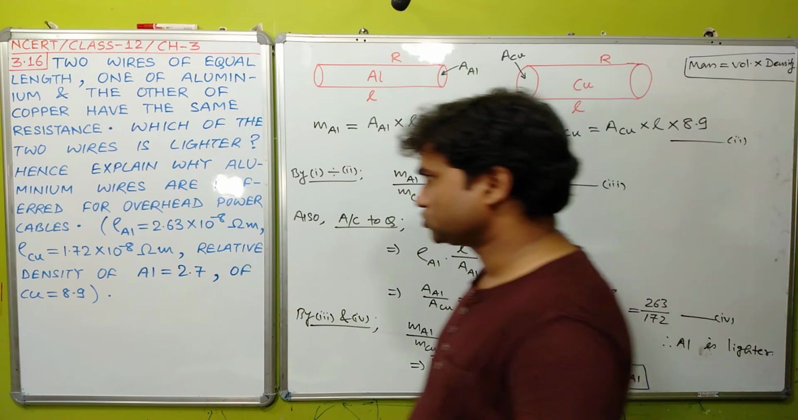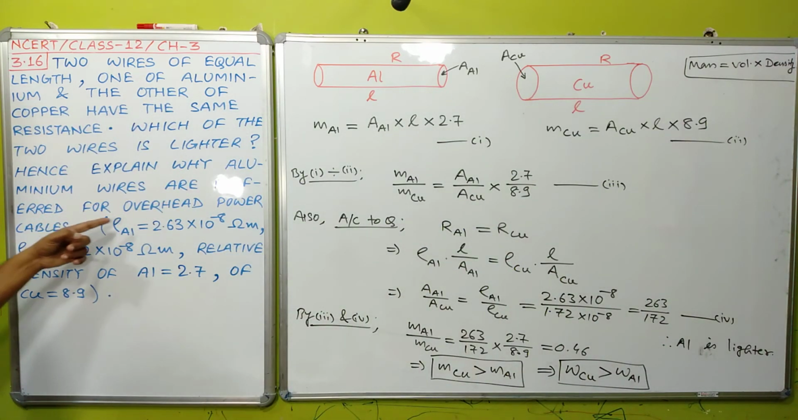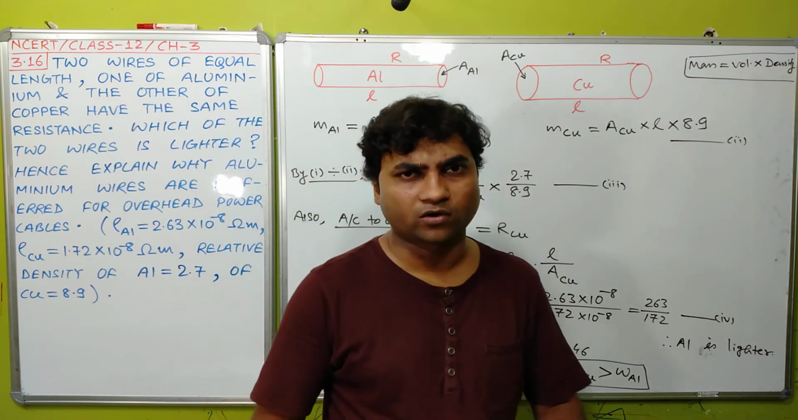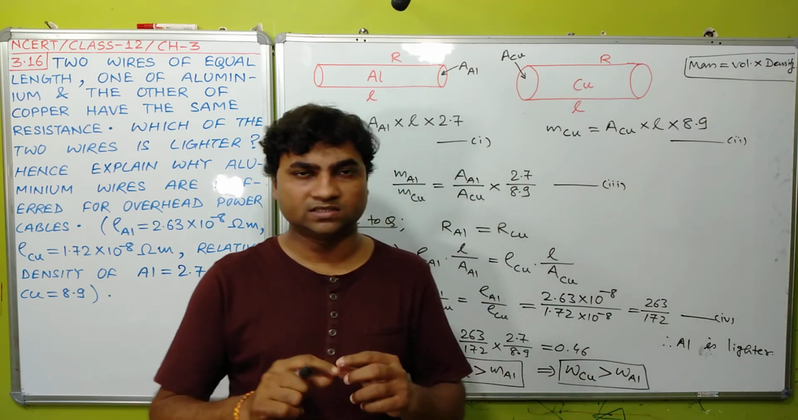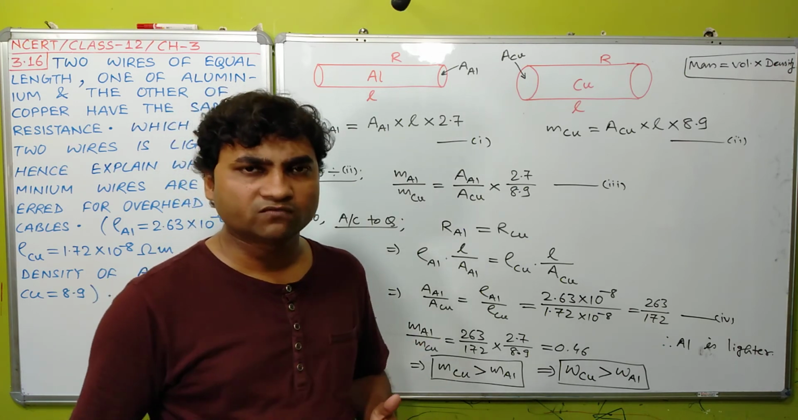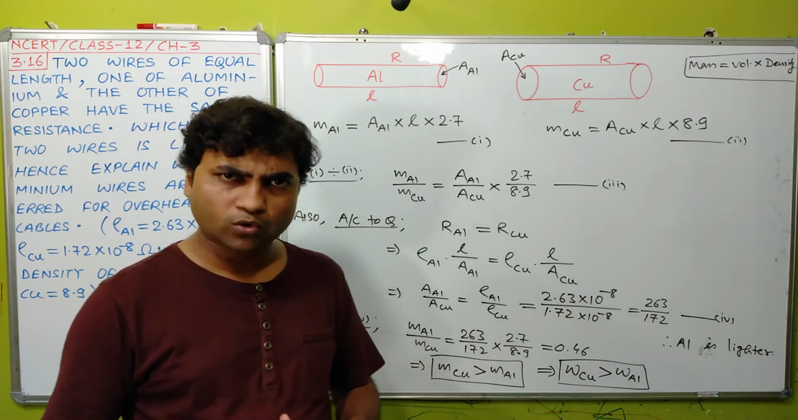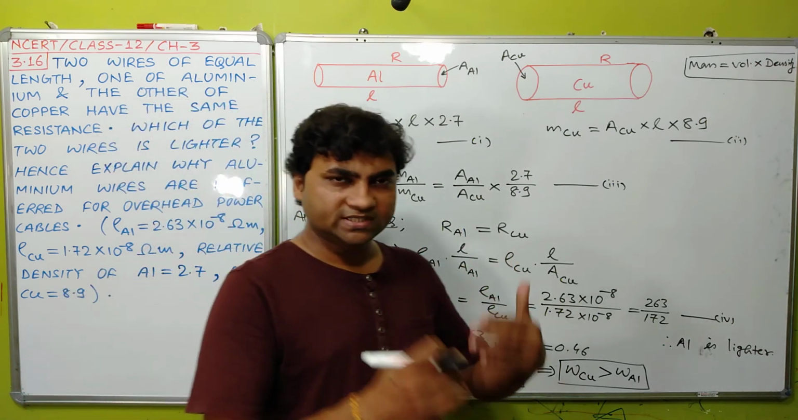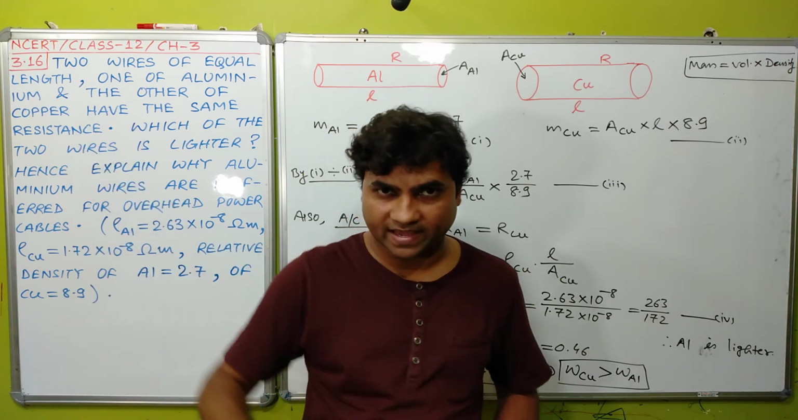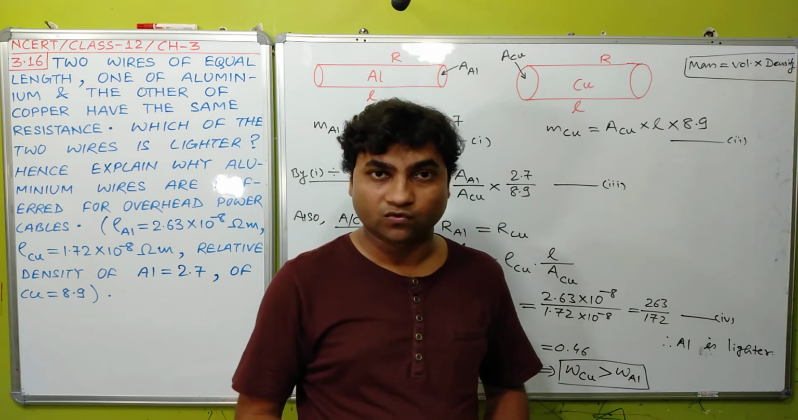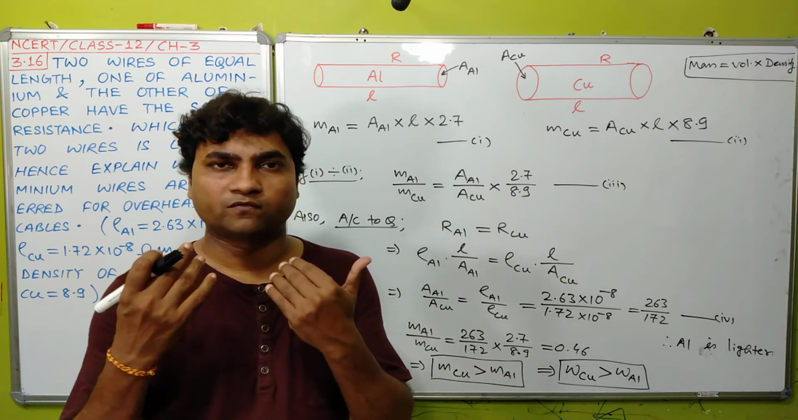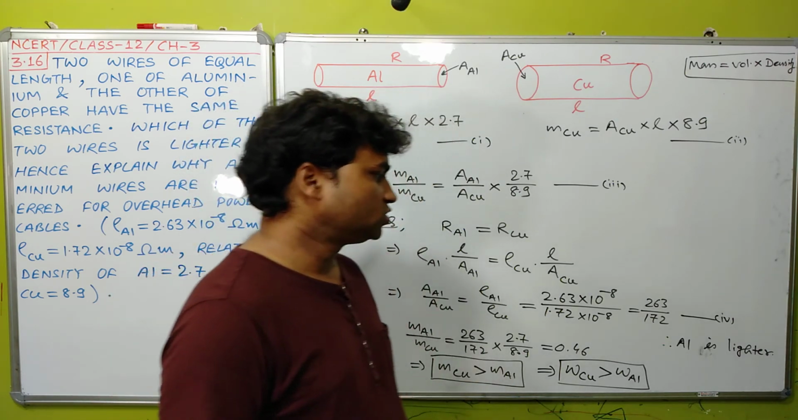Very clear. Now the question is also asking why aluminium wires are preferred for overhead power cables. Student, as we have just seen, aluminium is lighter for the same length and the same resistance. In these two conditions, the mass of aluminium wire, in other words the weight of aluminium wire, is less than the weight of copper wire. So in overhead cables, if you take a cable of heavy mass, there will be a possibility of sagging of the wire due to its own weight. So to remove these discrepancies, from a safety point of view, we normally use aluminium in overhead cables.